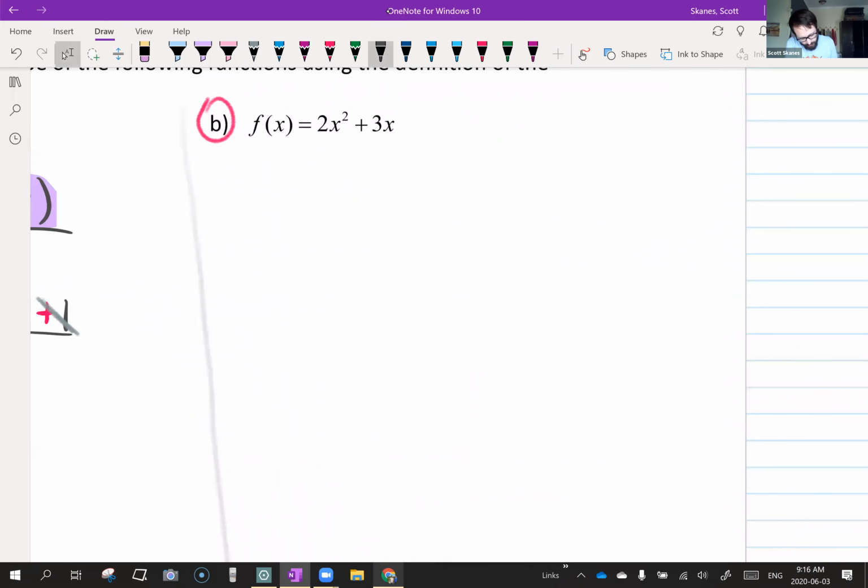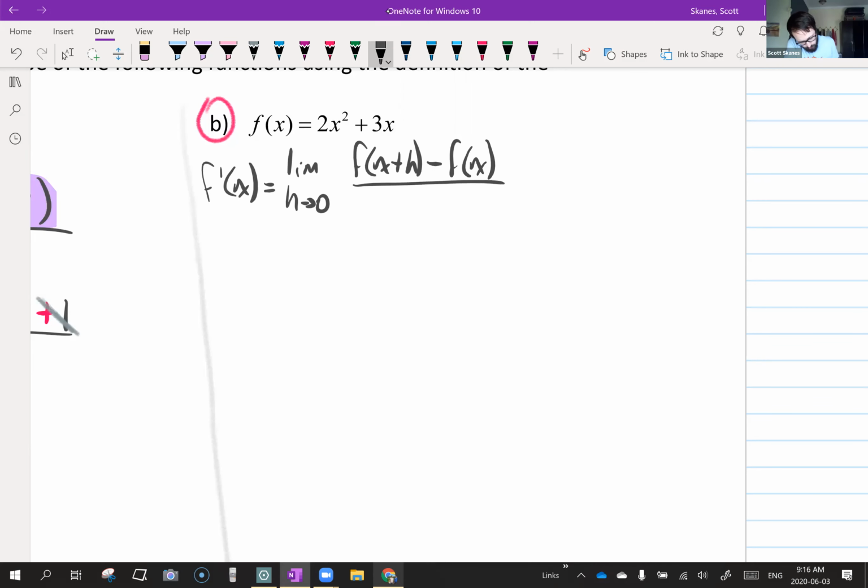We need to do the delta process on this guy. We need to get the derivative of this. So the derivative, also known as f prime of x, is the limit as h approaches 0 of, I'll write the full definition out, right? So that's two different functions, but they're very similar. We just need to take x whenever we see it and replace it with x plus h.